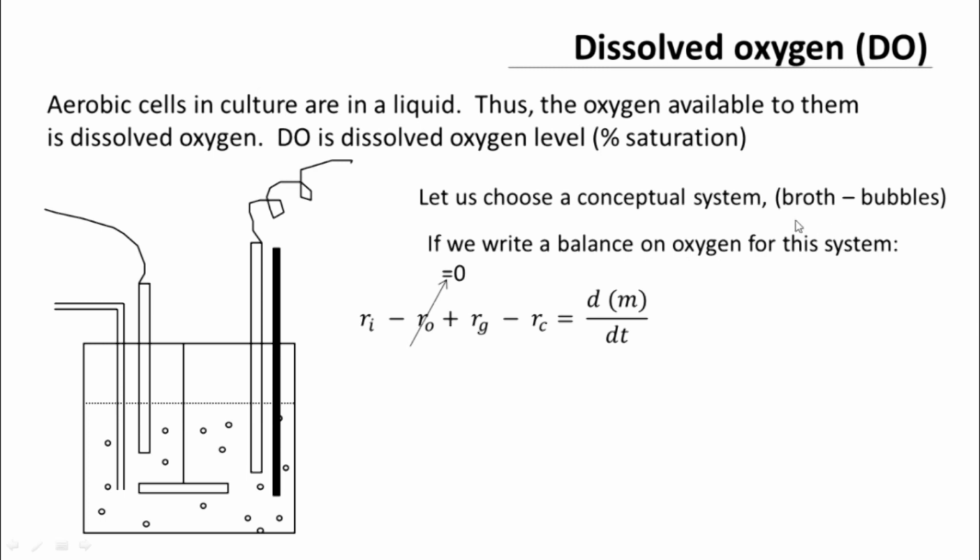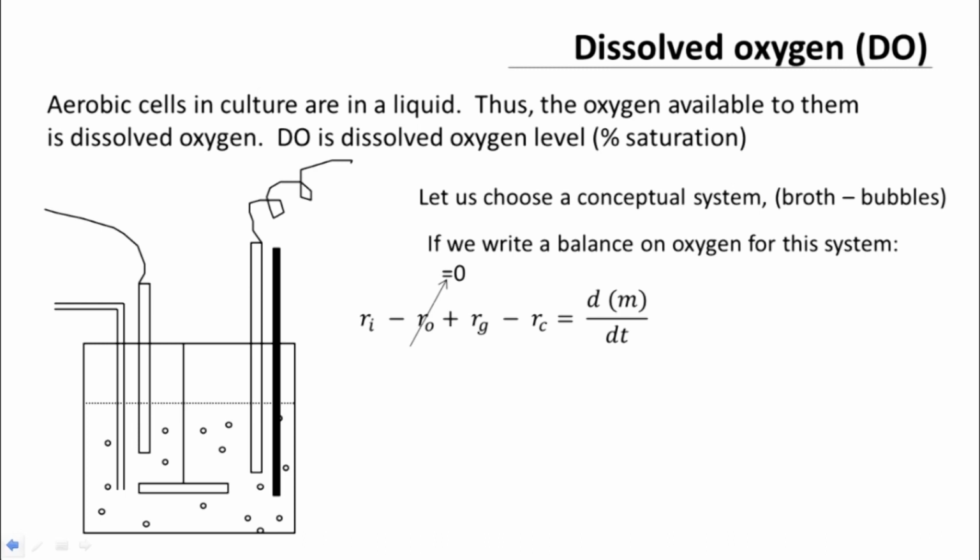We have chosen this particular system, broth minus bubbles, so that we could actually set the output rate to be equal to 0. Okay? It simplifies our approach significantly. So the output rate is 0. Imagine this. We have broth minus bubbles. So only the liquid part of the broth is our system.